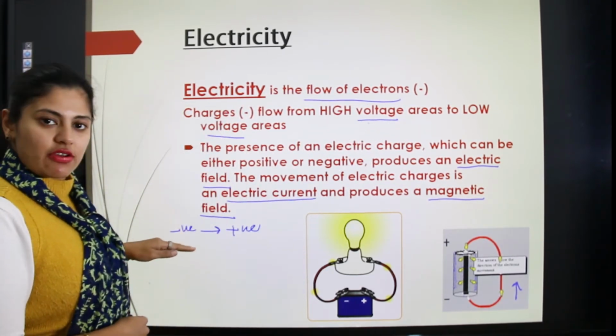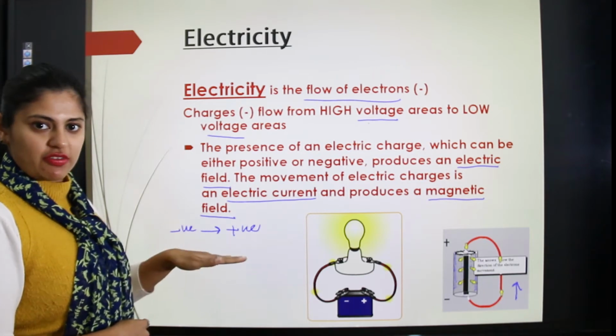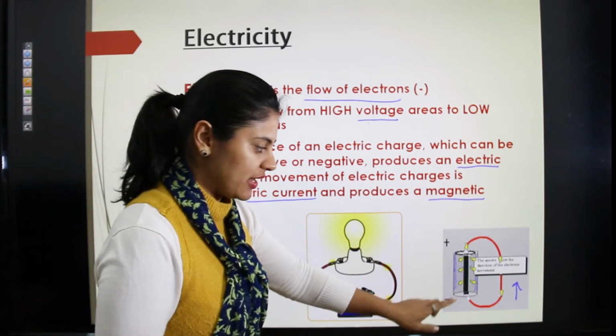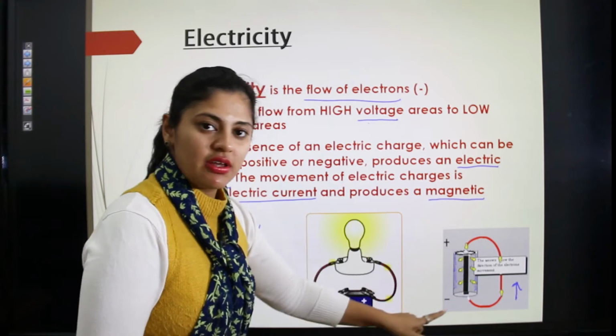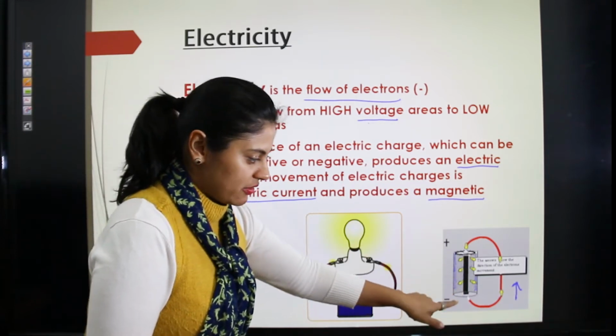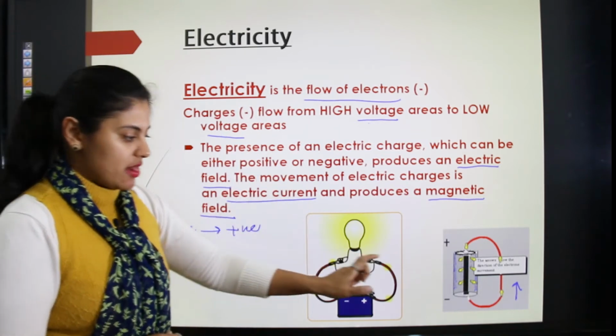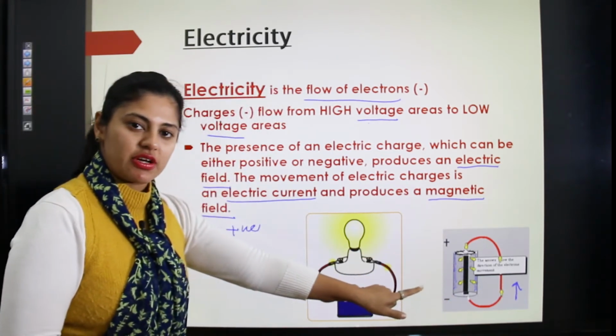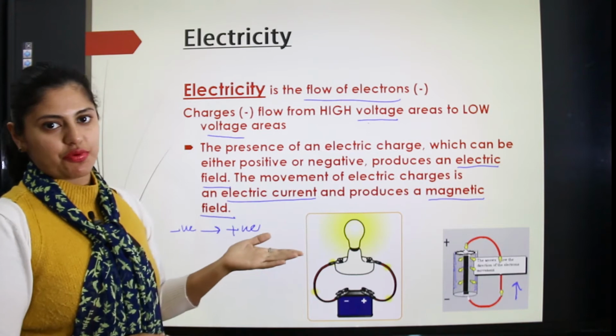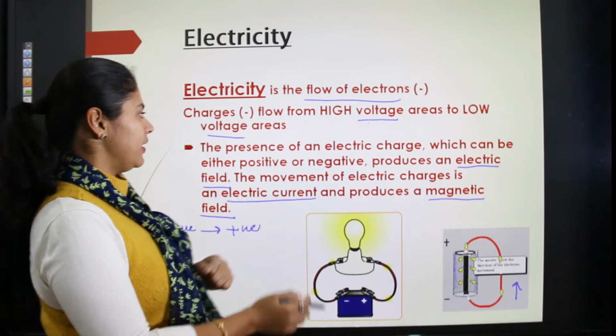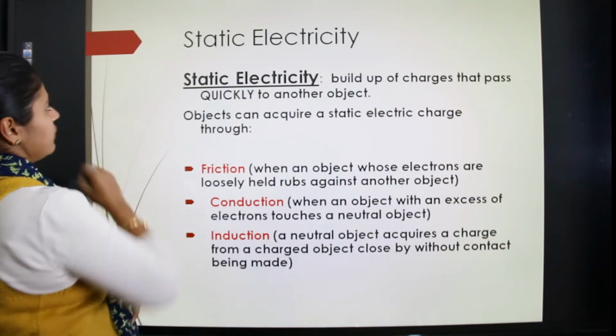So when the electrons move from the negative to the positive charge, there is a production of electricity, and it helps with the battery. If there are two terminals of the battery, positive and negative, when the electrons flow from the negative terminal to the positive terminal, there is a production of electricity. Okay. So what's next we have?